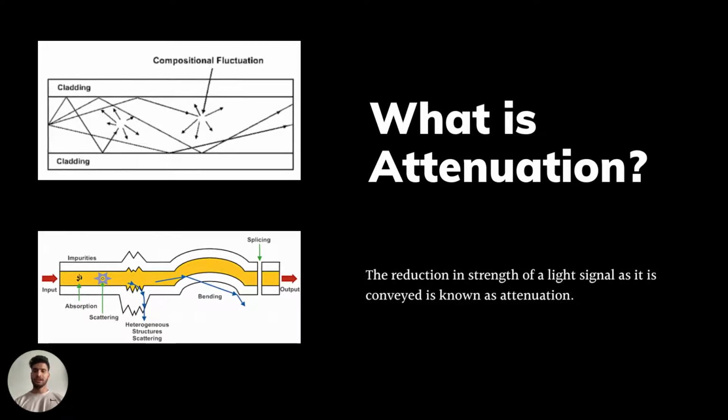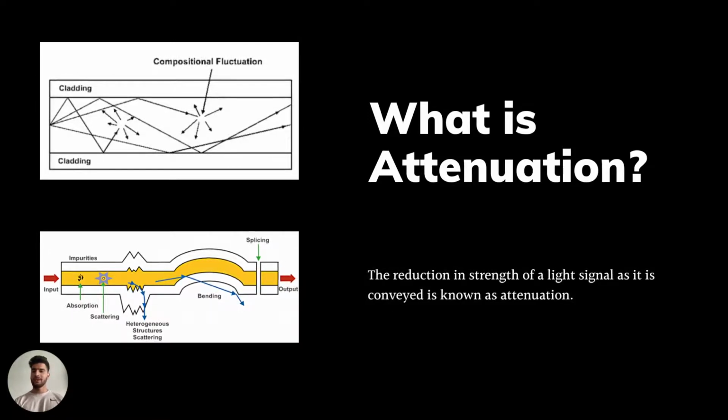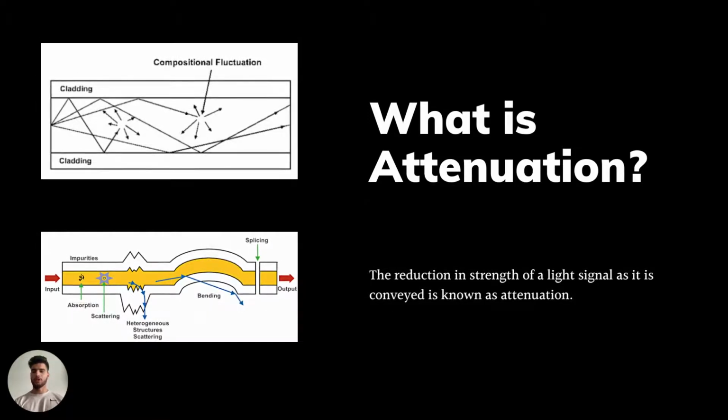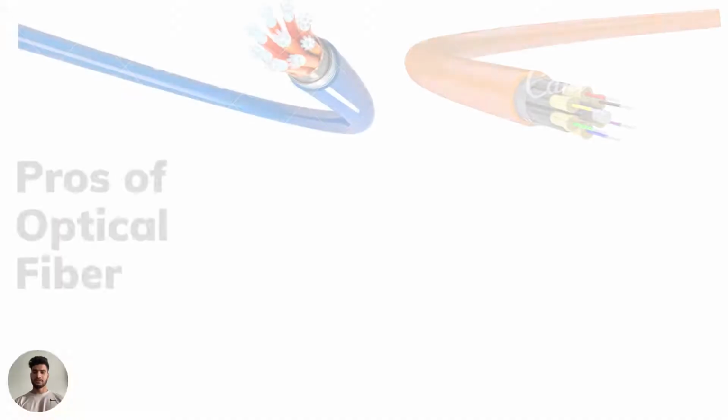What do you mean by attenuation? Attenuation is the reduction in power of the light signal as it is transmitted. It is caused by passive media components such as cables, splices, and connectors.